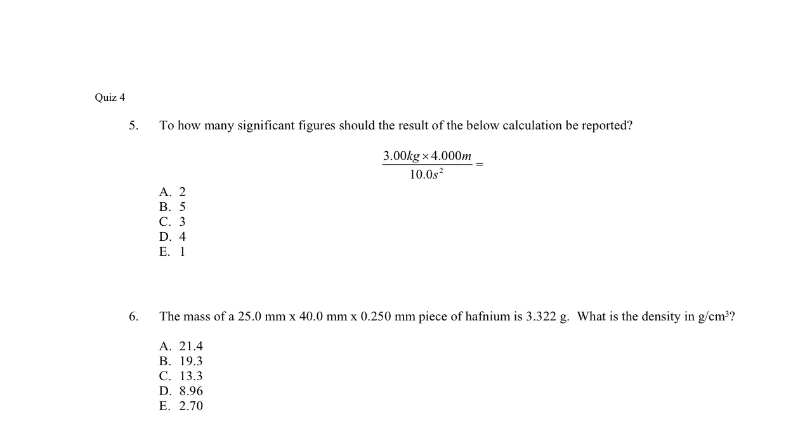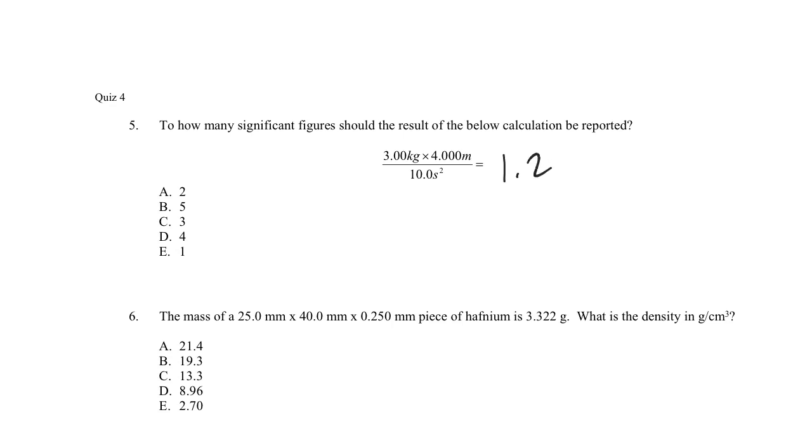So number 5, to how many significant figures would the result of the below calculation be reported? So we got 3 times 4 divided by 10. One of the things that's kind of interesting, if you do that in a calculator, it says 1. Wait, that doesn't make sense. I did 3 times 4 divided by 12. 3 times 4 divided by 10 is 1.2 is what my calculator says.